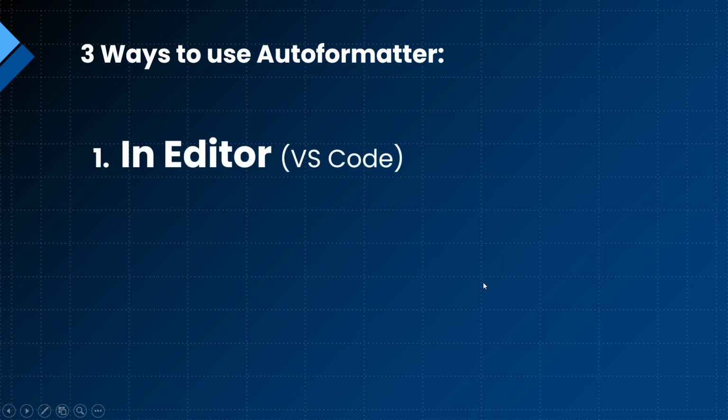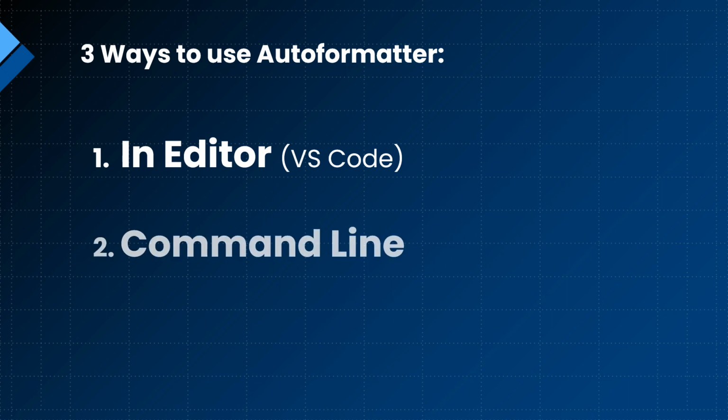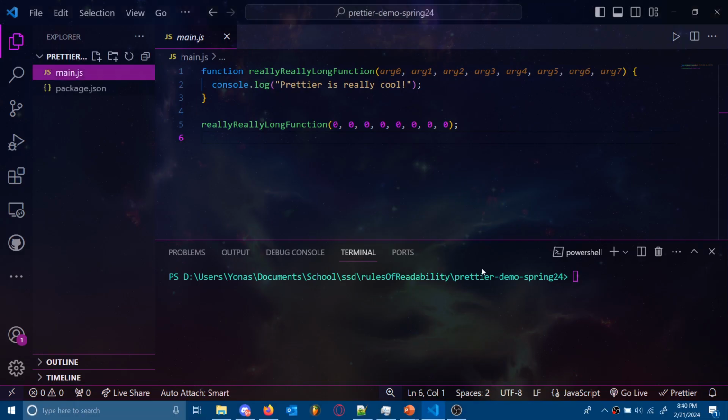There's three ways you can use this. You can either use it in editor. So VS Code has an extension that you can use to automatically format your code when you save it. You can also run Prettier from the command line, and that also means that you can run Prettier from a script. So we'll go ahead and demo all three of those right now, starting with from the editor, formatting it on save.